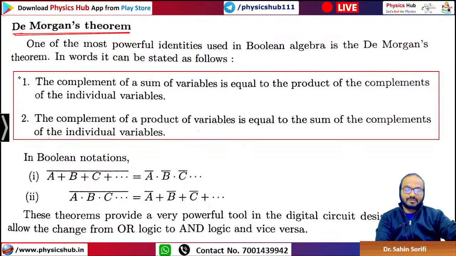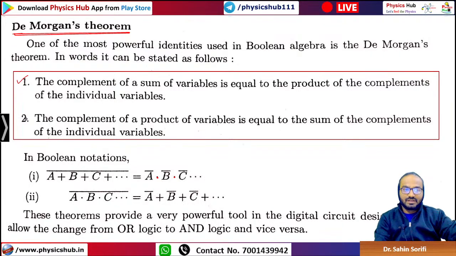In words, we can express it in this way. The first theorem: the complement of a sum of variables is equal to the product of the complements of the individual variables. Now read it and look at this. The complement of a sum of variables, a plus b plus c. Complement means bar. The complement of a sum of variables is equal to the product of the complements of the individual variables: a complement dot b complement dot c complement and so on.